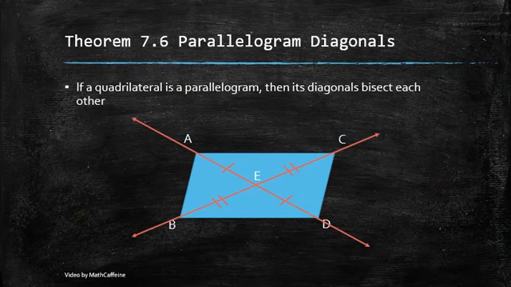Theorem 7.6 on parallelogram diagonals states that if a quadrilateral is a parallelogram, then its diagonals bisect each other. Remember, bisect is to divide into two equal parts. If we look at this example, we know that quadrilateral ABCD is a parallelogram. Therefore, we can conclude that when diagonals BC and AD are drawn, point E bisects AD and BC. The length of AE is congruent to the length of DE, and the length of BE is congruent to the length of CE.